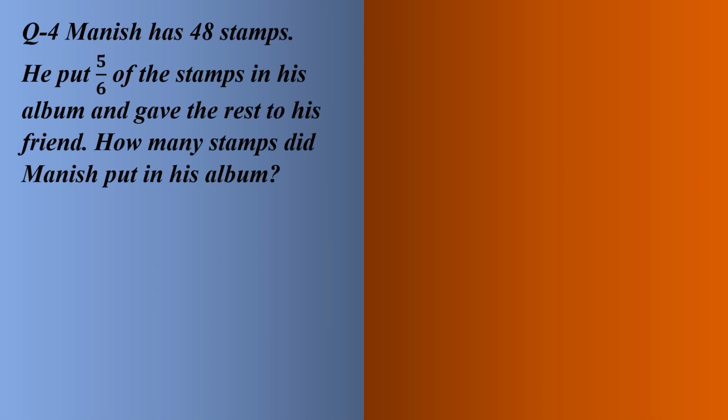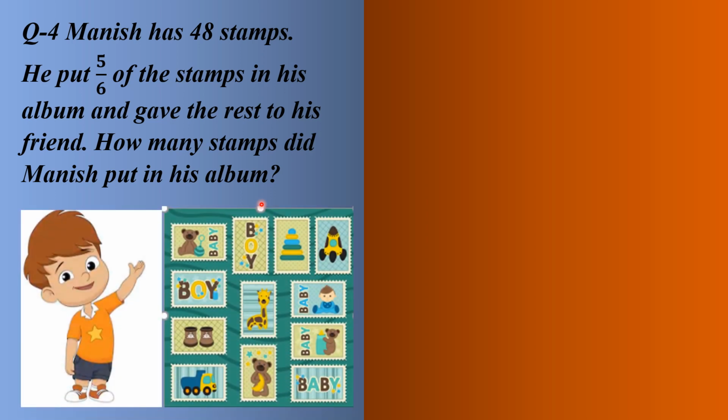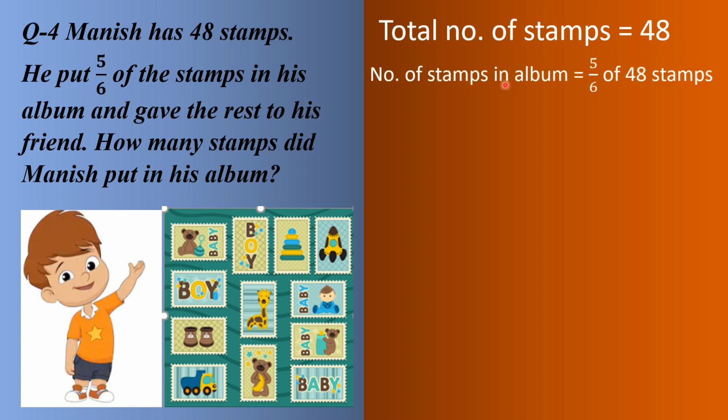Word problem is Manish has 48 stamps. He put 5 by 6 of the stamps in his album and gave the rest to his friends. How many stamps did Manish put in his album? So just understand the word problem. Manish has 48 stamps. He put 5 by 6 of the stamps in his album. It means total number of stamps equals to 48, and number of stamps in album equal to 5 by 6 of 48.